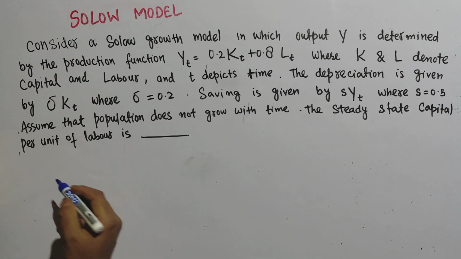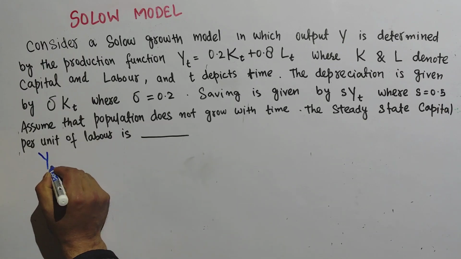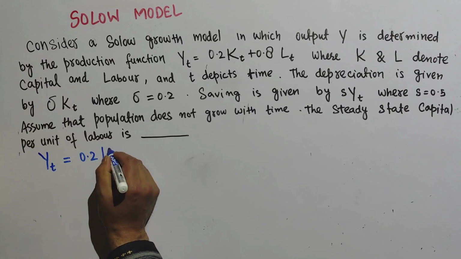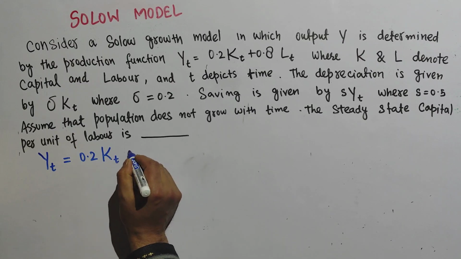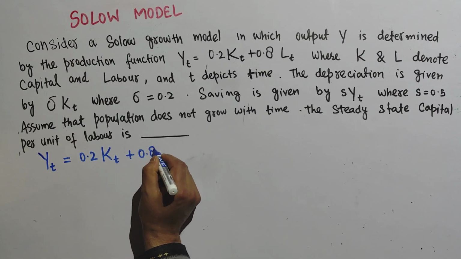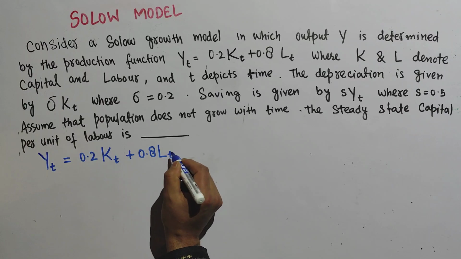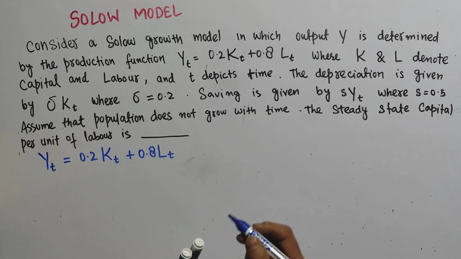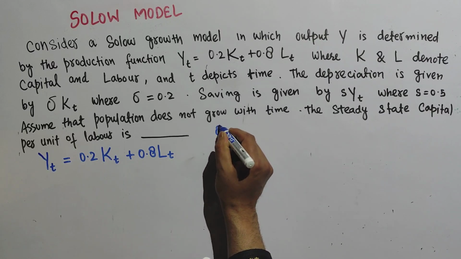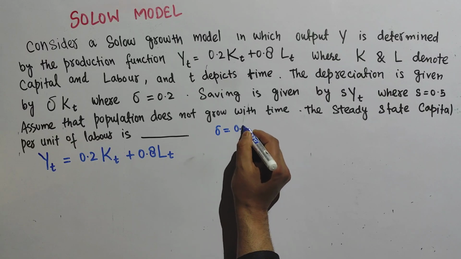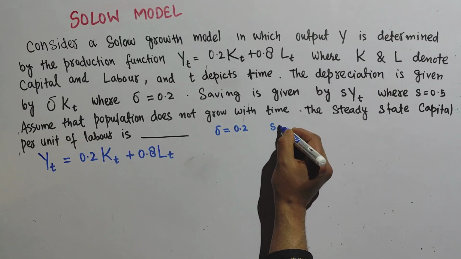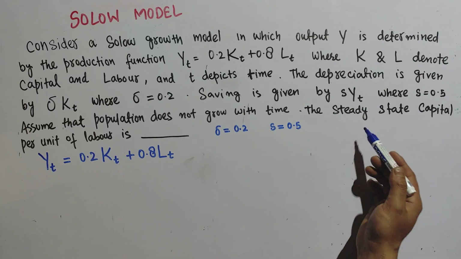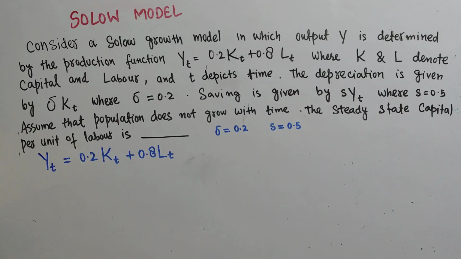We are being given the production function, that is Y_t = 0.2 K_t + 0.8 L_t. This is our production function. Also, we are being told that depreciation is given as 0.2 and the saving rate, small s, is given as 0.5. Okay, we need to find out the steady state capital per unit of labor.